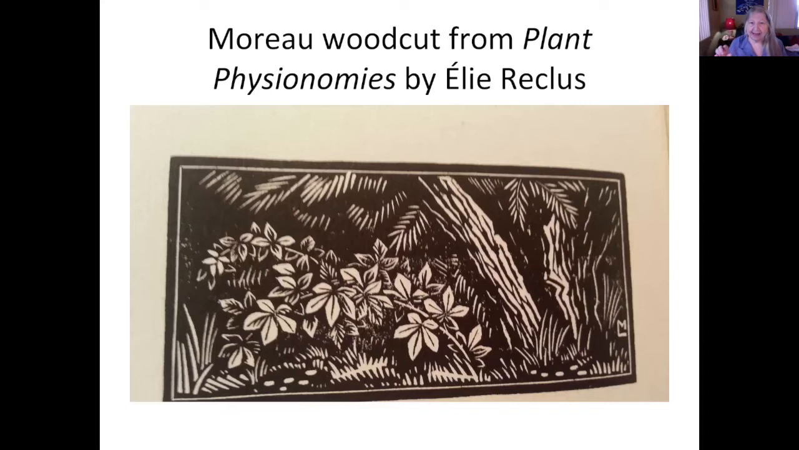Every essay has an introductory image to it, well, not every one, but most of them. And this is again from Louise Moreau, and this is Ishill's book. He printed Elie Reclus's Plant Physiognomies. It's one of the most beautifully orchestrated and illustrated books of his corpus. So this prepares the reader for the coming reading experience.